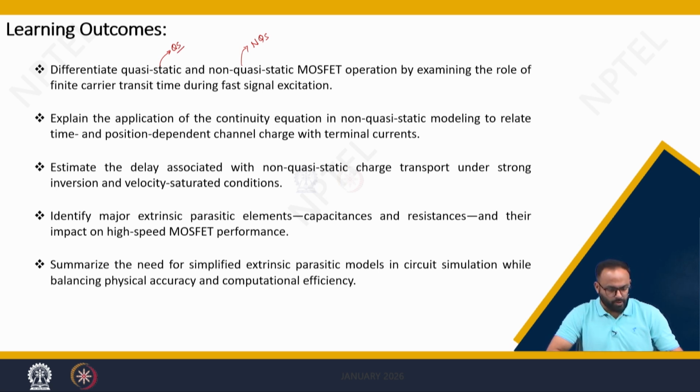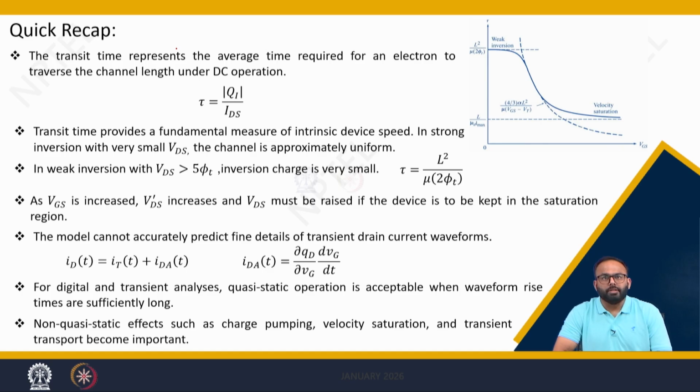So let's start with a quick recap. In the last lecture, we were talking about transit time, which is the time taken by the carrier to move from the source end to the drain end. To first order, we explained that tau is nothing but the total inversion charge divided by IDS. We extracted the transit time for three different operations: weak inversion, strong inversion saturation, and strong inversion non-saturation.